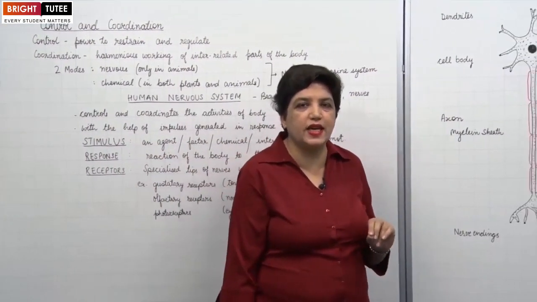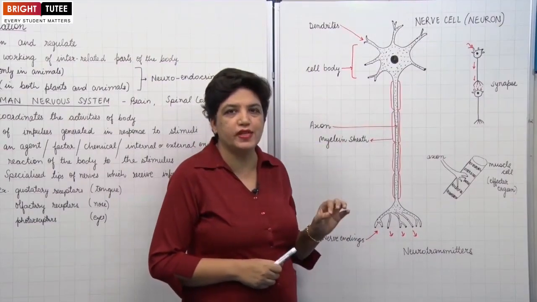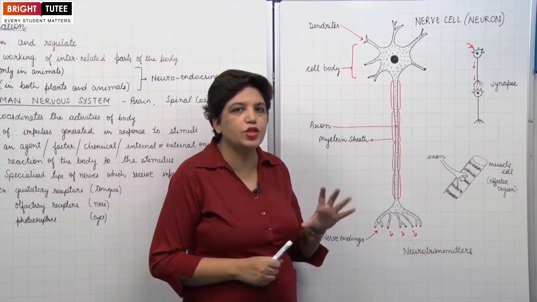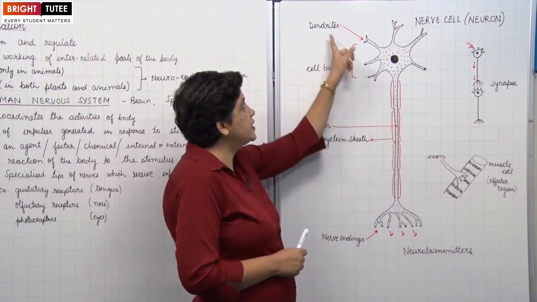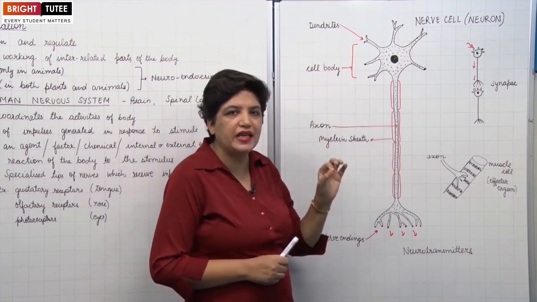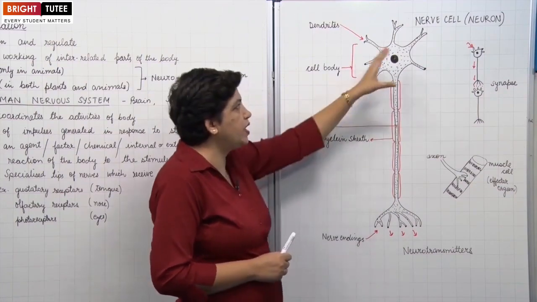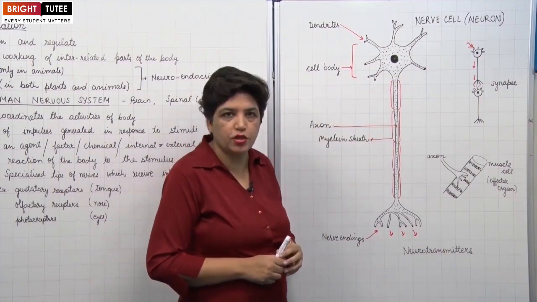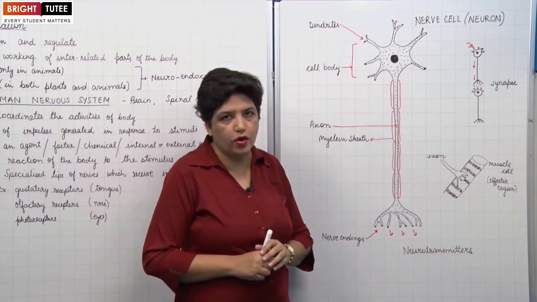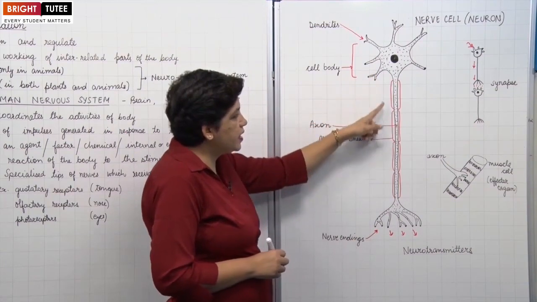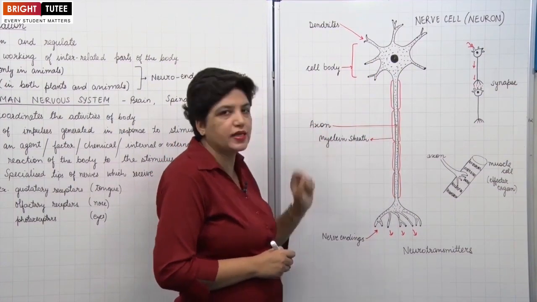Let us study in detail about the structure of a neuron. This is the structure of a nerve cell or a neuron. We can divide it into three parts. First is the dendrites, the small, tiny, thin projections coming out of the cell body. The second is the cell body, which is the rounded broad structure with a prominent nucleus, dense cytoplasm and many cell organelles. Then there is a long thin cytoplasmic projection, which is called the axon.